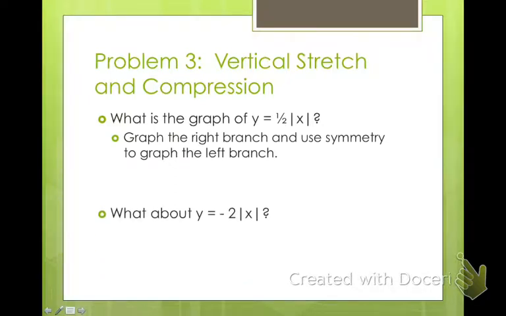Okay, so what do you think this one's going to be? If it's negative 2x, first of all, the negative is going to make it do what? Reflect across the axis, and then the 2 is going to make it smaller. Okay, so go ahead and sketch this one.